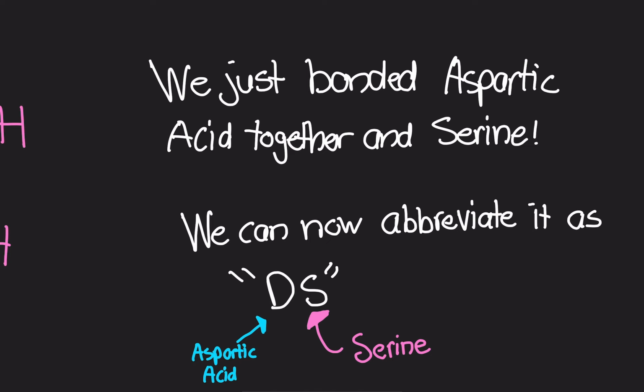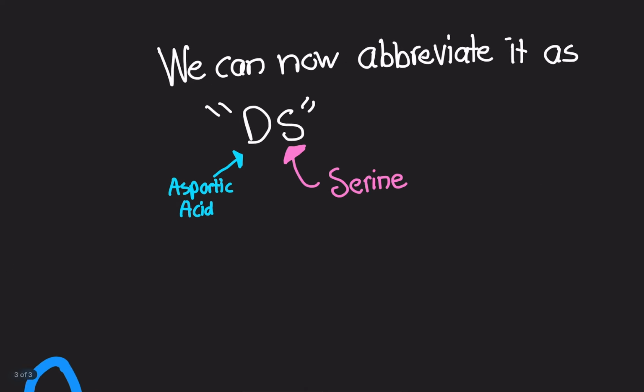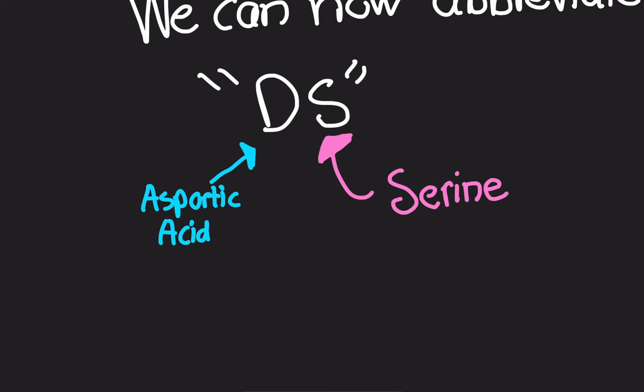So we just bonded aspartic acid together with serine. We can now abbreviate it as DS. Remember those boring abbreviations that everyone hates when I went over all the amino acids? Aspartic acid is abbreviated with a D, and serine is abbreviated with an S. So we just call this DS. We don't name it as aspartic acid and serine.